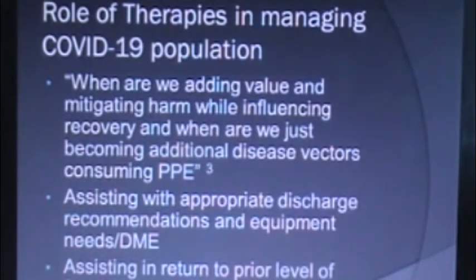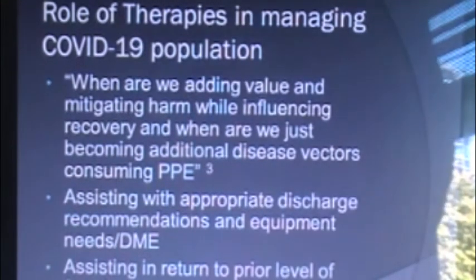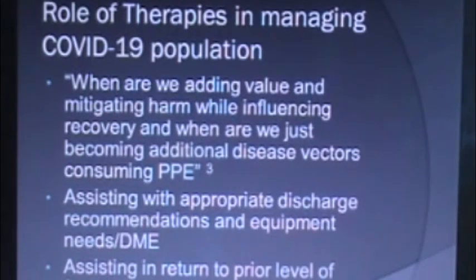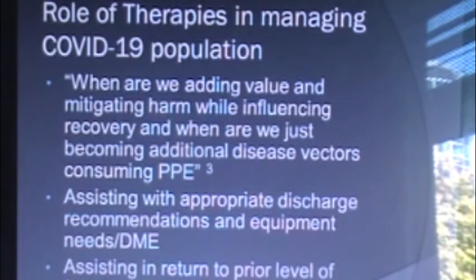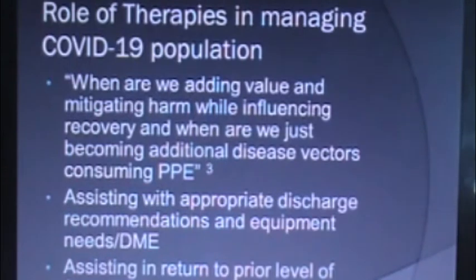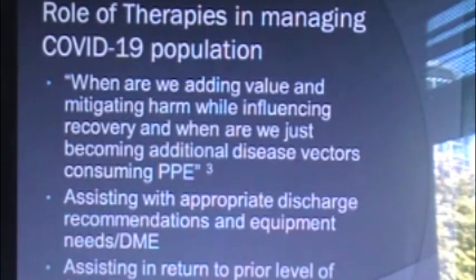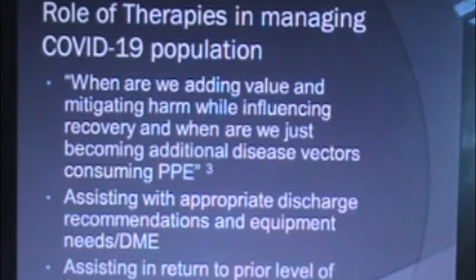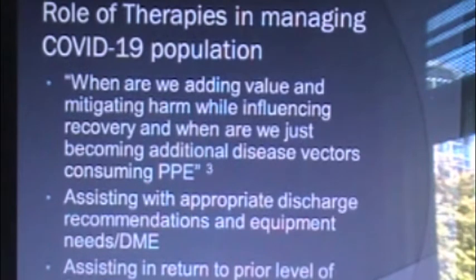So that brings us to discussing the role of therapies in managing the COVID-19 population. One of the presenters from an APTA webinar really posed the question best. He says, when are we adding value and mitigating harm while influencing recovery? And when are we just becoming additional disease vectors consuming PPE? This is the fundamental question from which the Baylor and White and the Mayo Clinic algorithms were born. We need a way to navigate through this population, and we will cover these algorithms later in this presentation.